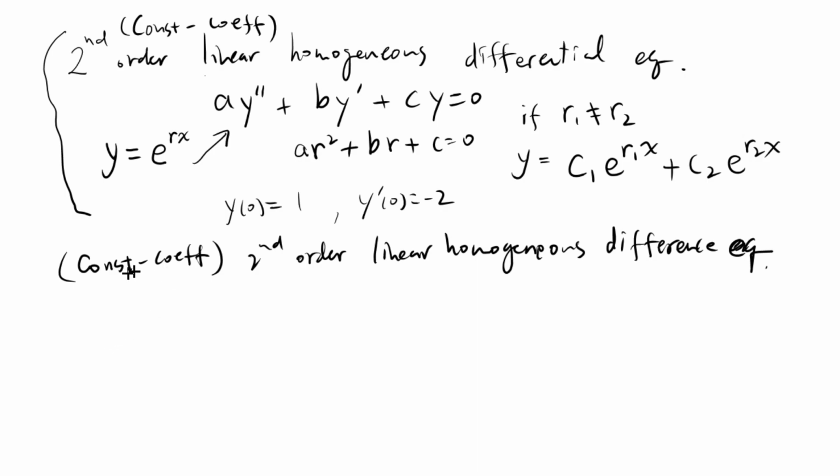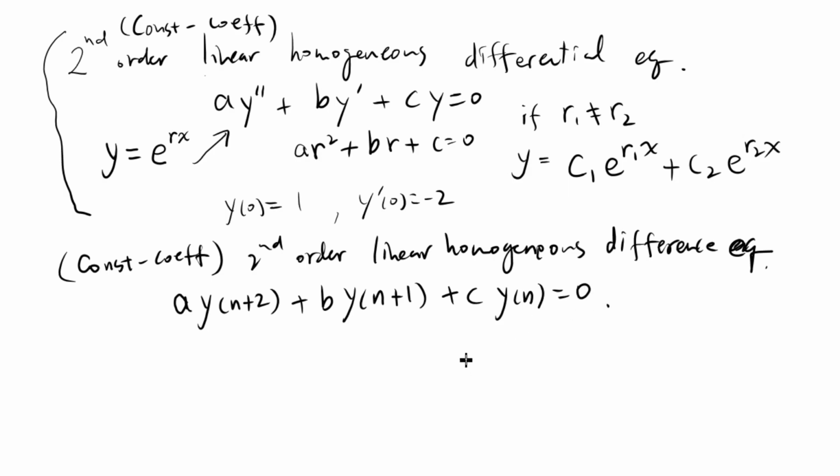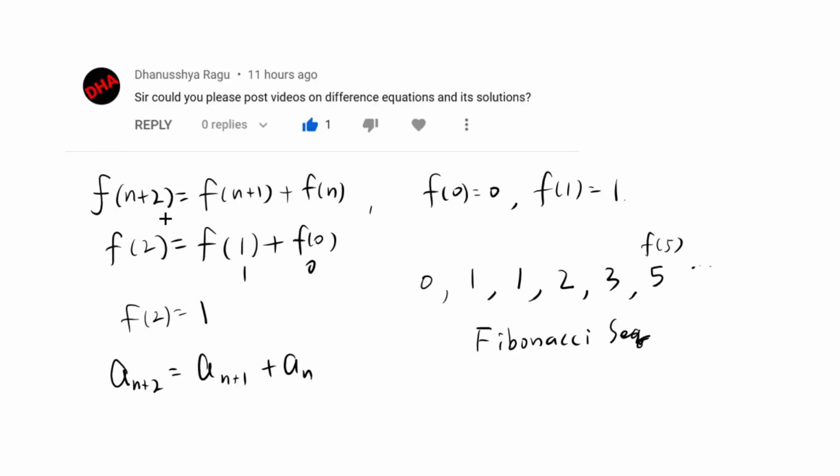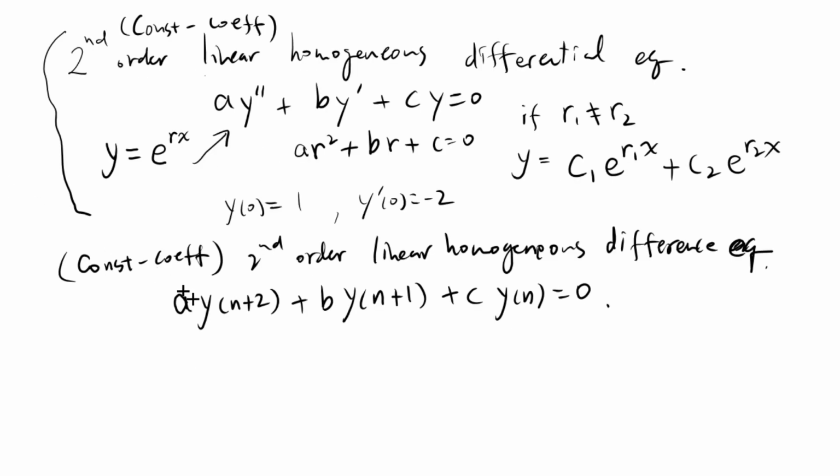Okay. So again, in general, the format looks like: a times y of n plus 2, plus b times y of n plus 1, plus c times y of n equals 0. Now, the difference equation that we just wrote down, the Fibonacci one, is a special case of that, because instead of f, if we write down y and then move this to the left side, then a is 1, b is -1, c is -1, with y being replaced by f. Okay, so it's basically the same thing.